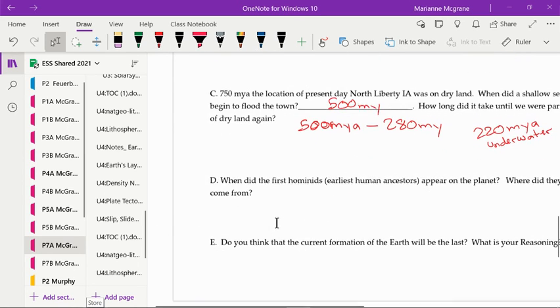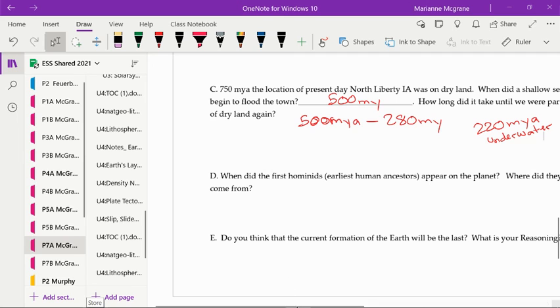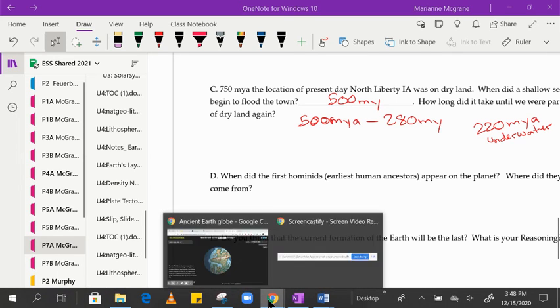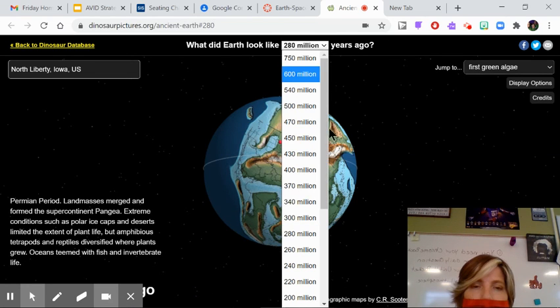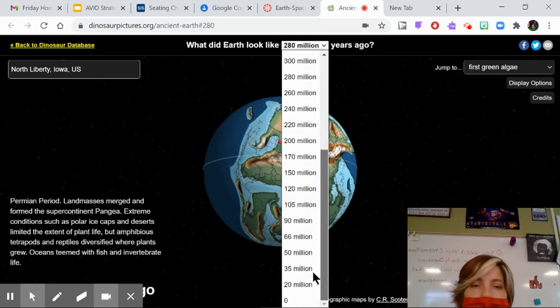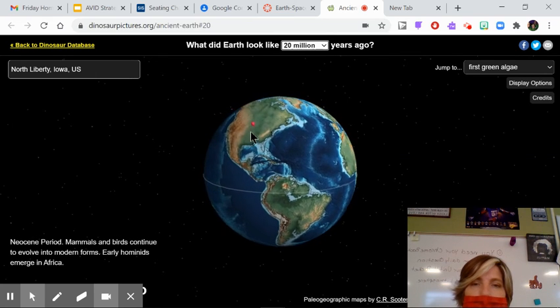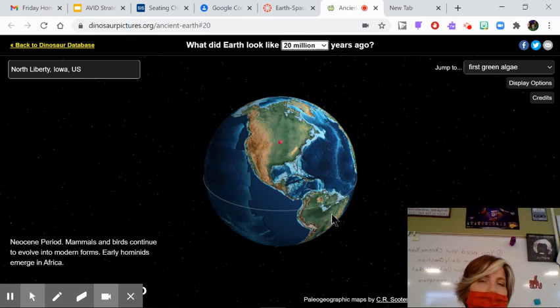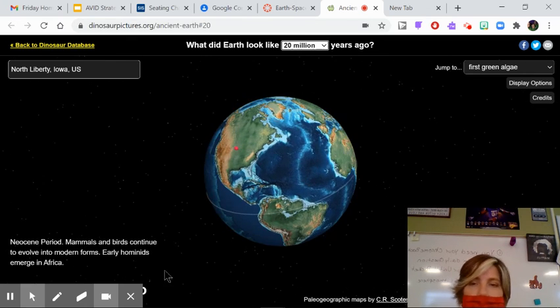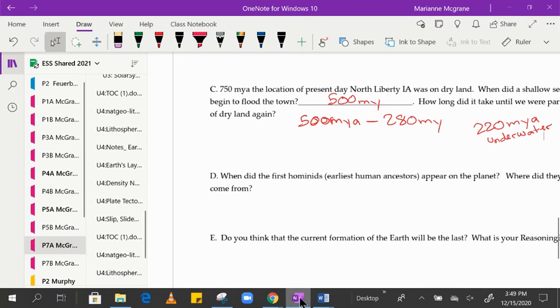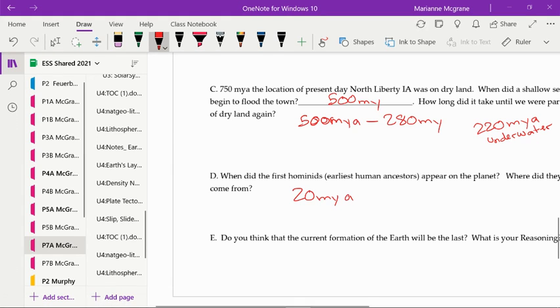The first hominids, the earliest human ancestors, appear on the planet. Lincoln, what'd you find? 20 million years ago. Oh, this looks really very familiar to me. Everything is separated. It looks like, yep, now North America, or South America rather, and Africa. Hominids emerged from Africa. So that was 20 million years ago, the earliest hominids from Africa.